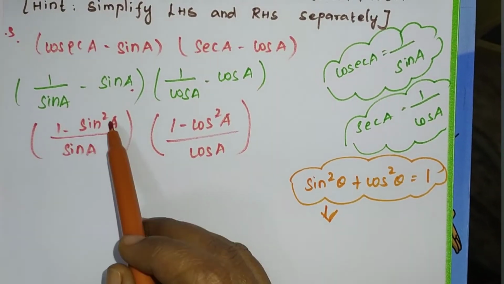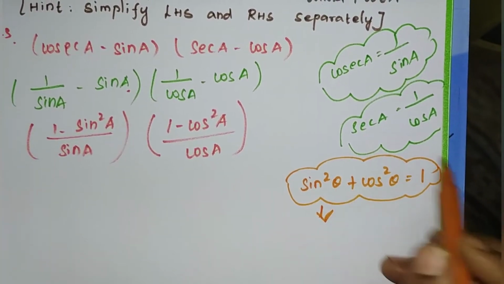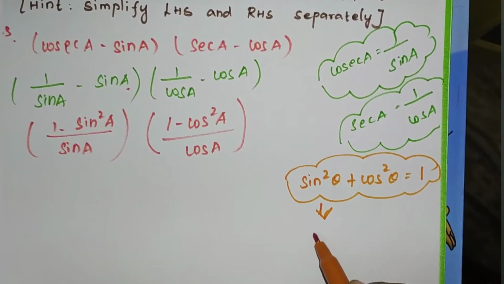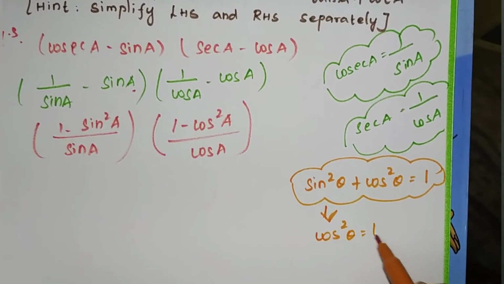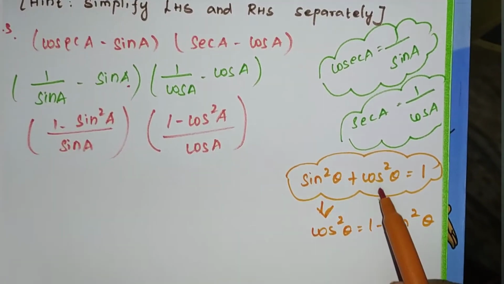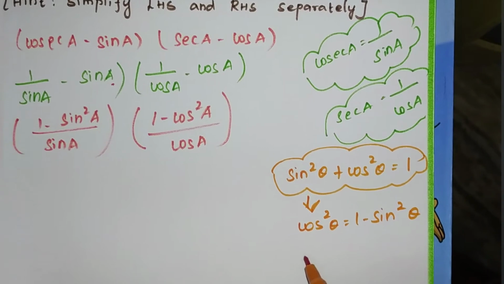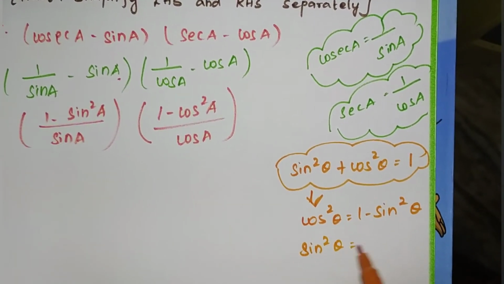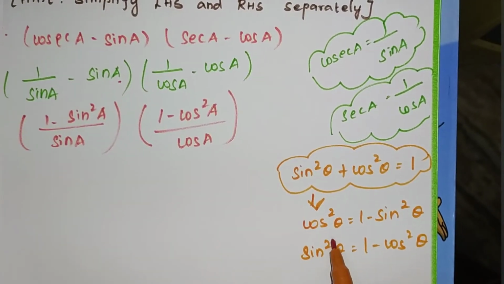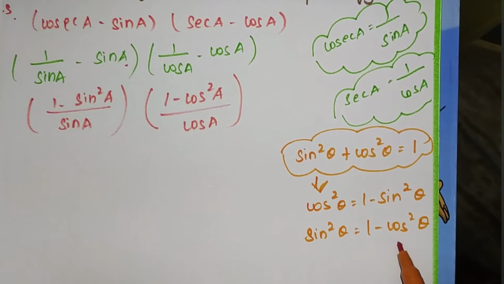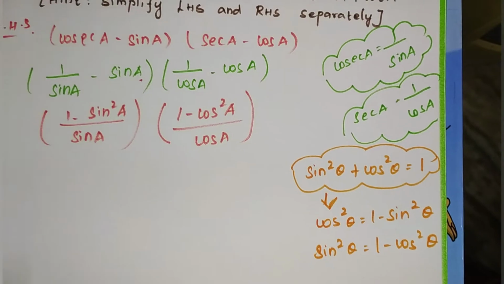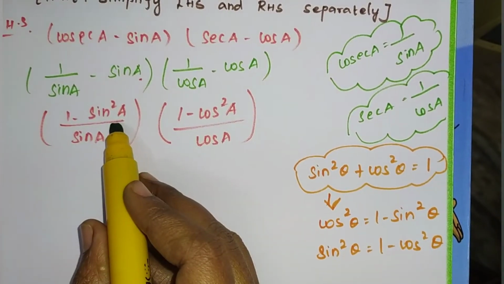So here we have 1 minus sin square A. When we get 1 minus sin square theta, if we shift this one we will get cos square theta, so cos square theta is equal to 1 minus sin square theta. And here we have 1 minus cos square, so I am going to shift cos square to the right hand side. Then sin square theta is equal to 1 minus cos square theta. So instead of 1 minus sin square, we can apply cos square, and instead of 1 minus cos square theta, we can apply sin square theta. Clear, children?